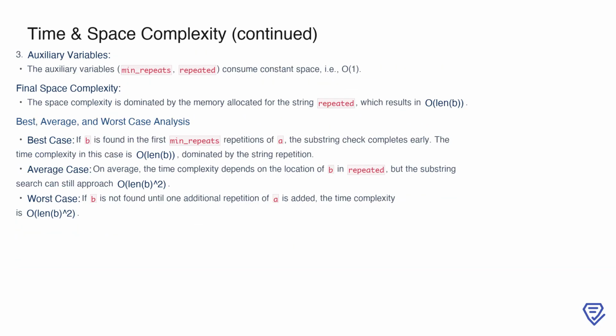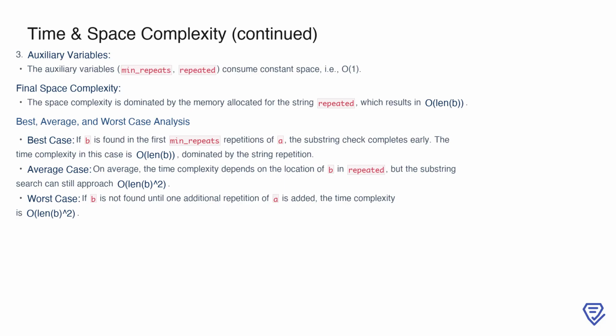In addition to the repeated string and the substring search, we use a few auxiliary variables such as min_repeats and repeated. These variables occupy constant space, O(1), and do not depend on the size of the input. Combining all these factors, the final space complexity is determined by the memory required for the repeated string, which results in O(len b). Next, let's consider the best, average, and worst-case scenarios for this problem.